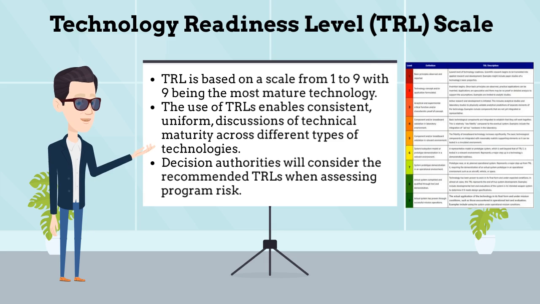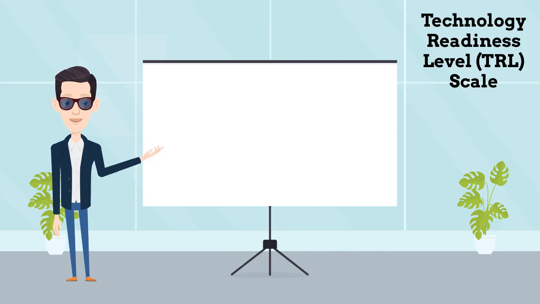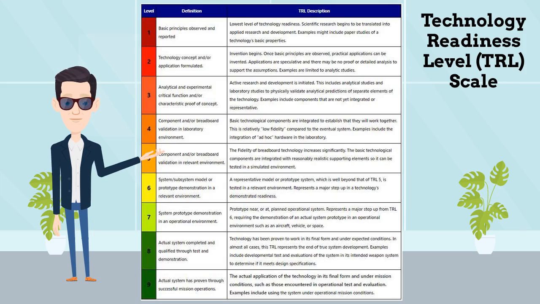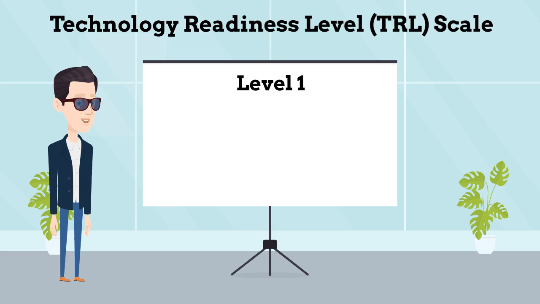TRL is based on a scale from 1 to 9, with 9 being the most mature technology. The use of TRLs enables consistent, uniform, discussions of technical maturity across different types of technologies. Decision authorities will consider the recommended TRLs when assessing program risk. This chart represents a graphical view of each of the 9 technology readiness levels, with Level 1 representing the lowest technical maturity and Level 9 the highest.